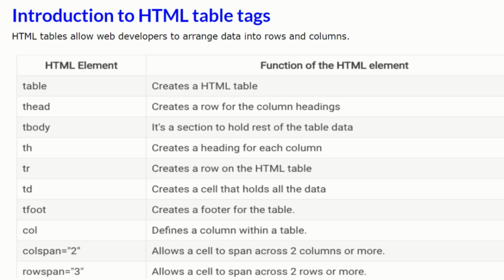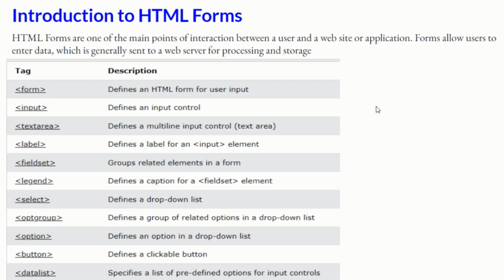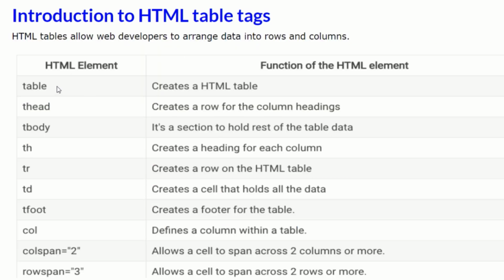So for HTML tables, a clear example of an HTML table is even this picture that I have over here. This table is an HTML table. And why did I say it's an HTML table? You have your rows and you also have your columns in it.